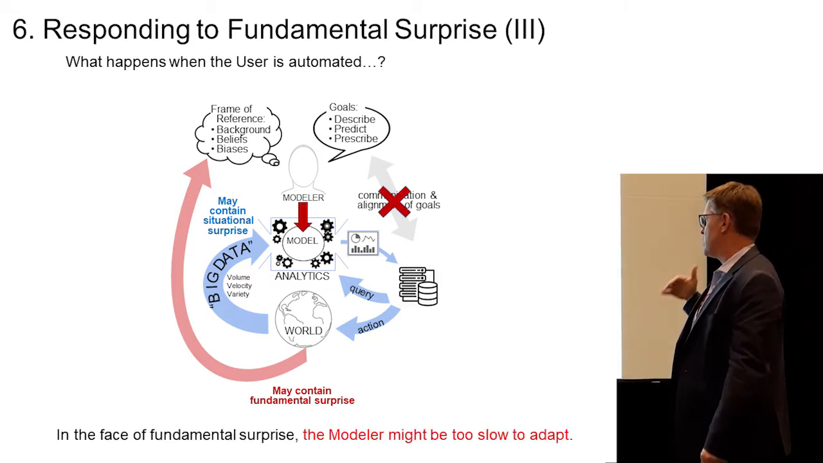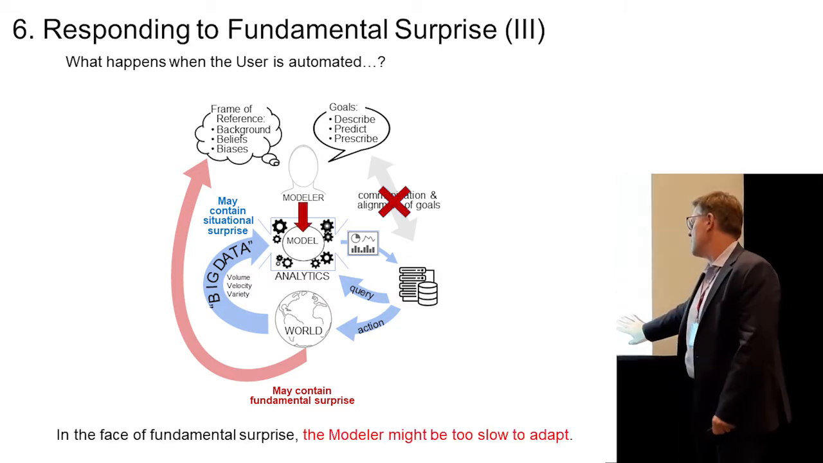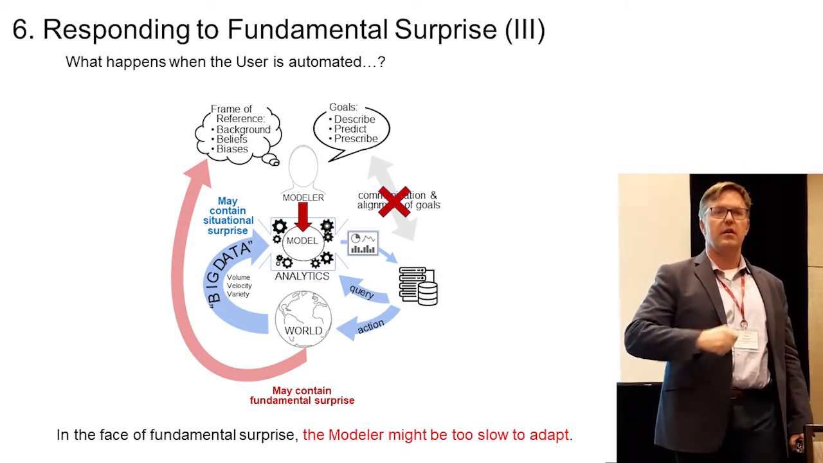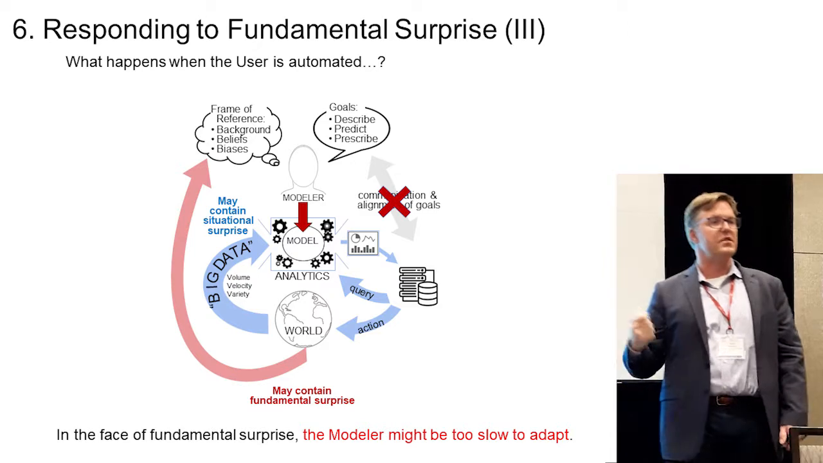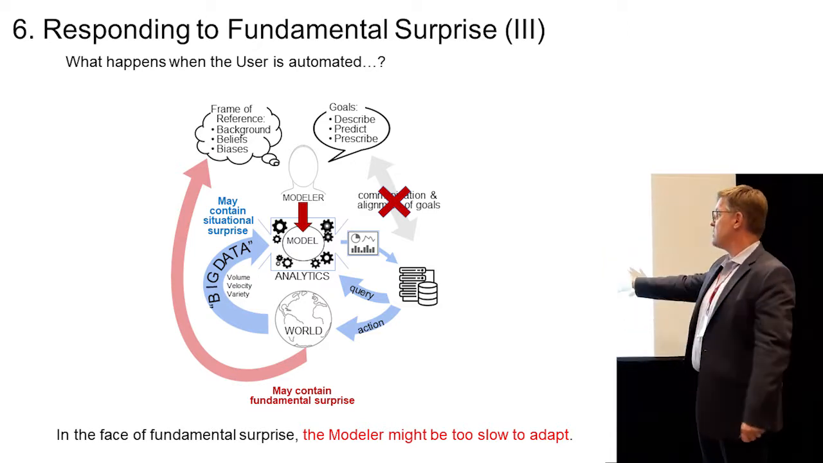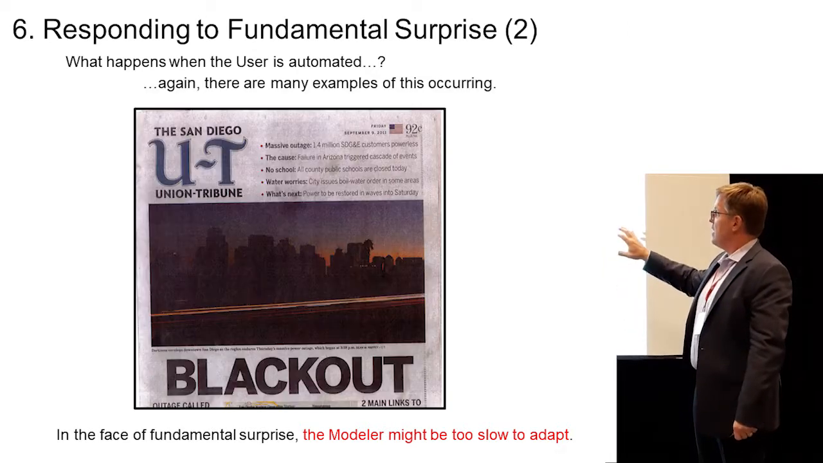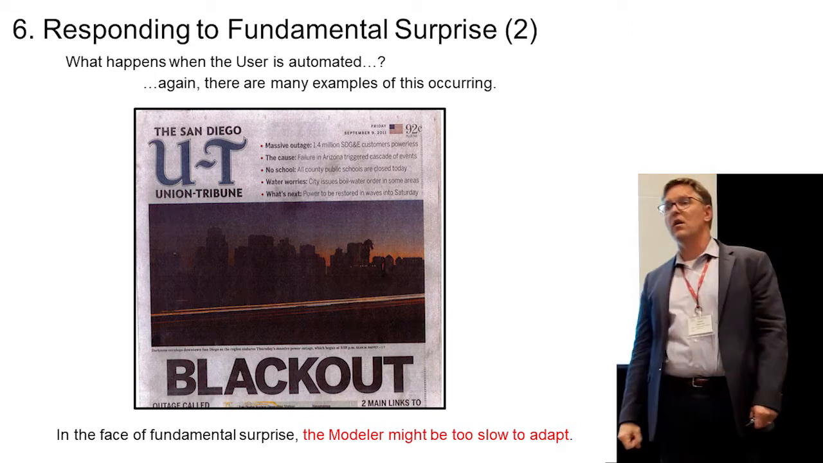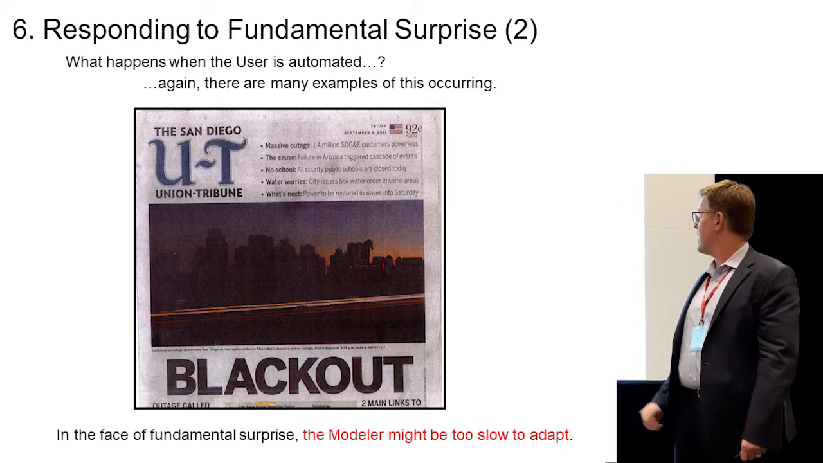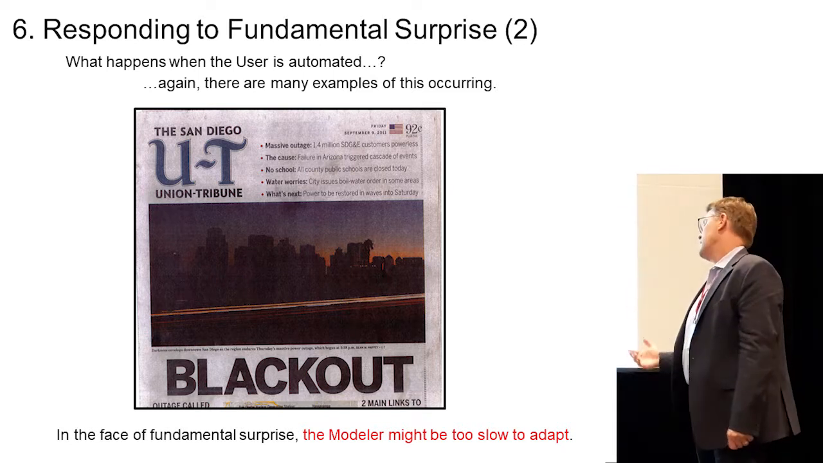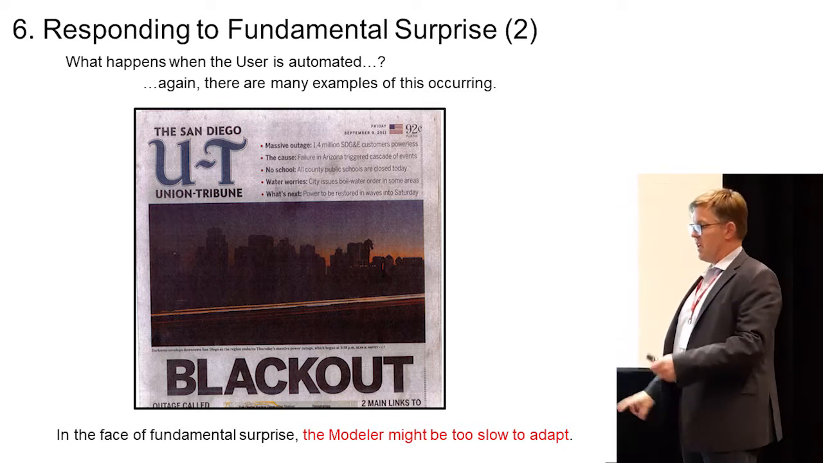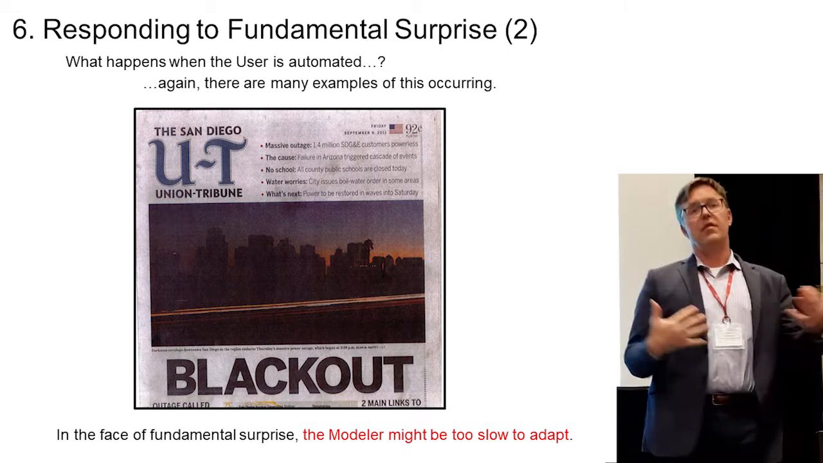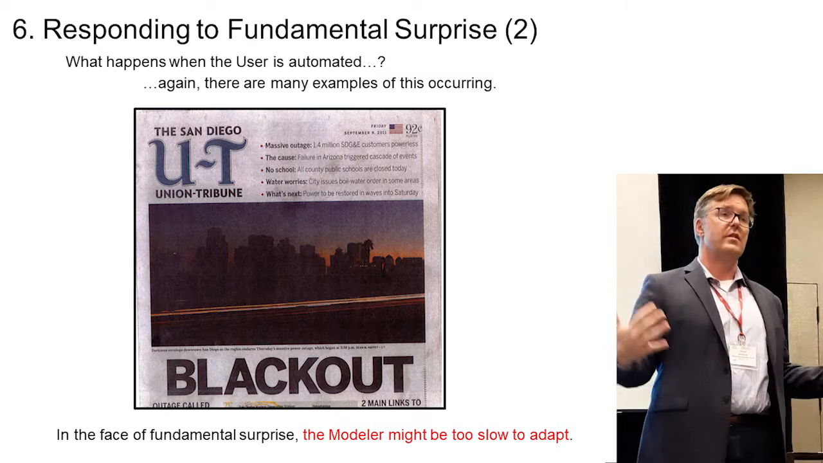One of the things that might happen is that the modeler might be too slow to adapt this online model that is doing things. We see this in financial systems where there are crashes. We also see it in critical infrastructure systems. There was a power outage in San Diego in 2011 where a relay was set to the wrong tolerances. It tripped when it shouldn't have, and this led to a cascading event, and the operators were just too slow to adapt.